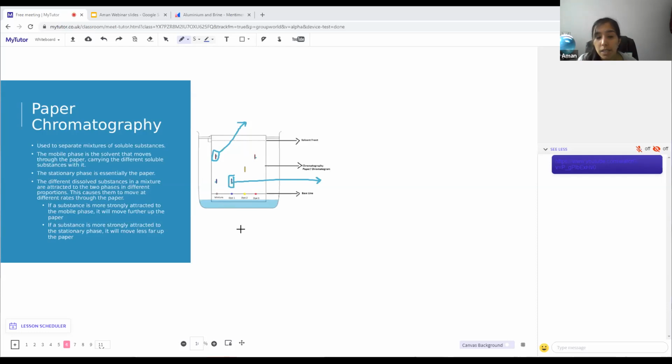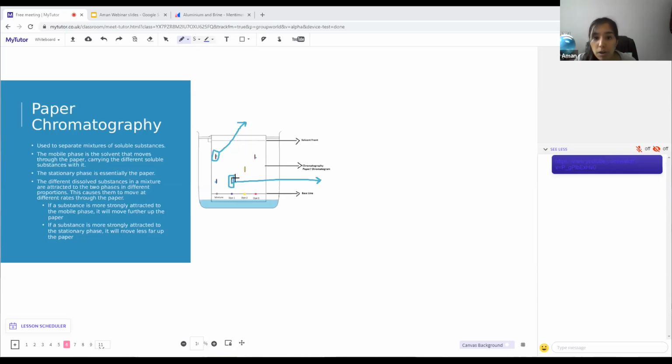And so what that means is that when we do the chromatography, they move up the paper, and it's about their attraction to the mobile versus the stationary phase as to how far they move up that paper. So this red blot is more attracted to the mobile phase than the stationary phase, so it moves further up, whereas this blue dot, which moves less far, is more attracted to the stationary phase than the mobile phase, so doesn't move so far up the paper.